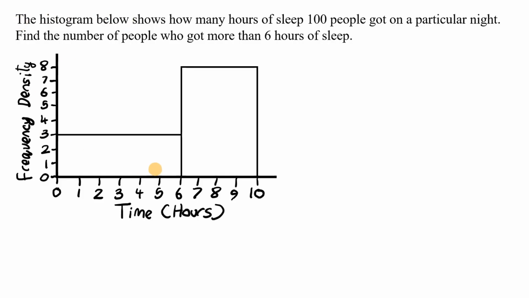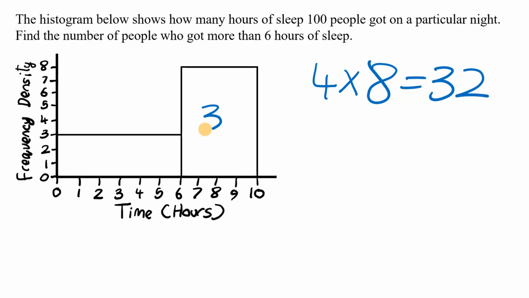The histogram below, which is this histogram here, shows how many hours of sleep 100 people got on a particular night, and we need to find the number of people who got more than 6 hours of sleep, okay? This is going to be represented by this bar here because this is more than 6 hours. So we need to find the area of this bar. The width of it is between 6 and 10, so the width is 4, and this is multiplied by the height, which is 8, and 4 times 8 is 32. So the area of this bar here is 32. You might be thinking that this is the answer: there are 32 people who got more than 6 hours of sleep.